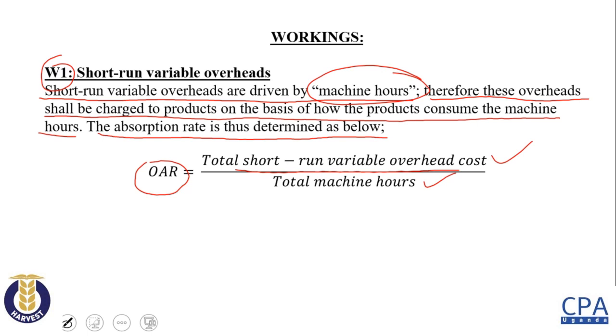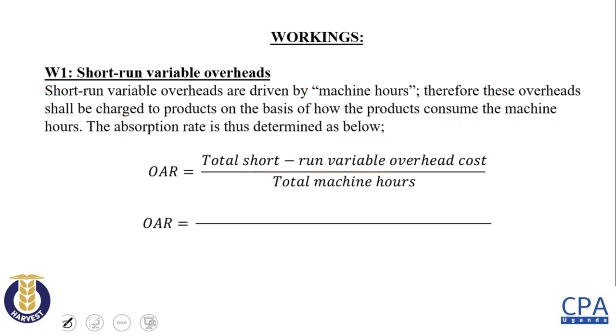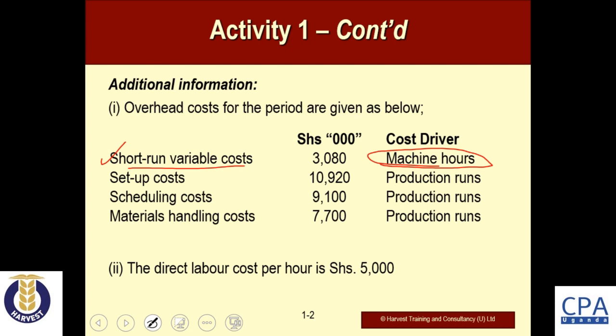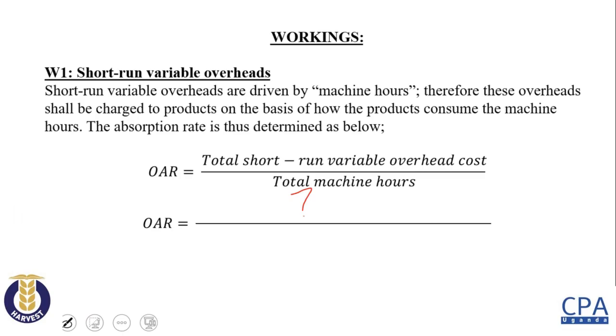So we want to know what is our total short-run variable overhead cost. Going back to the question, as you can see, the total short-run variable cost is a figure of 3,080,000. So that's what I'm going to put in my formula here, 3,080,000. And then the next question is, what are the total machine hours?